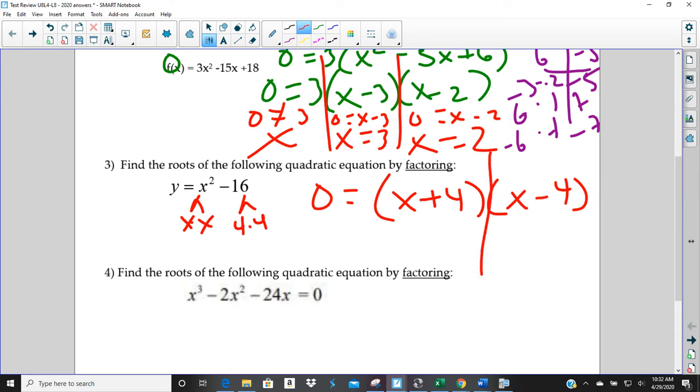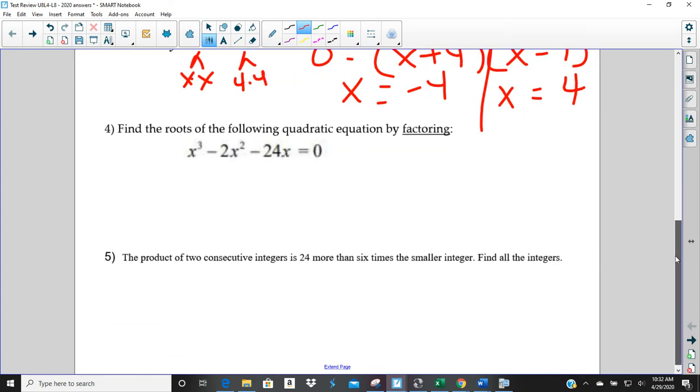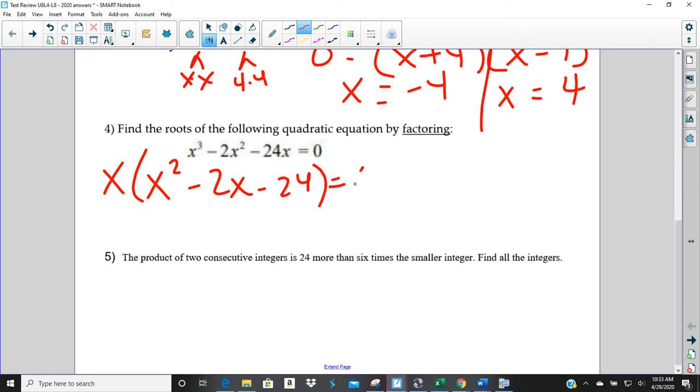So therefore, when I put my line down the middle, x equals -4 and x equals 4. Okay, last question, find the roots of the following quadratic. This is a cubic now. I can see that there is a GCF, which is x. So I'm going to pull out the x. I'm left with x squared minus 2x minus 24 equals 0.